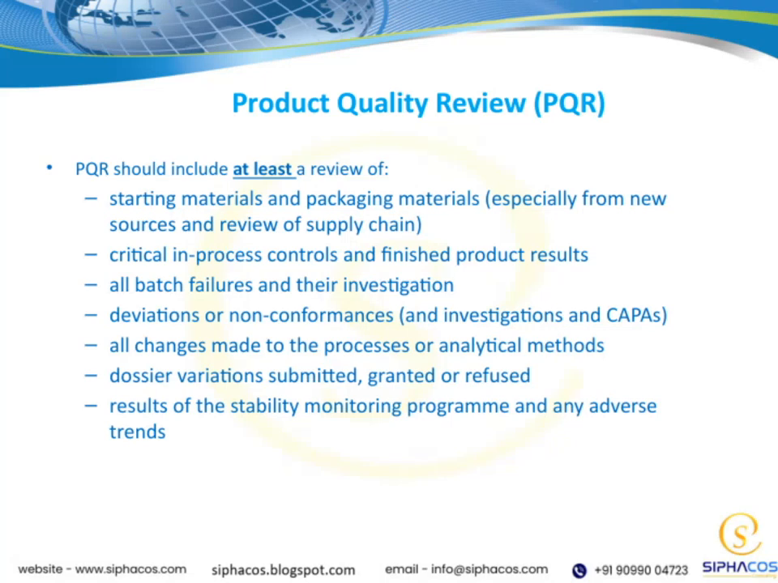Now, let's discuss what the Product Quality Review, or PQR, should include. First, it's essential to review the starting materials and packaging materials, especially if they come from new sources. We need to assess the supply chain to ensure consistency and quality. Next, we look at critical in-process controls and the results of the finished product testing. These help us verify that manufacturing processes are performing as intended.